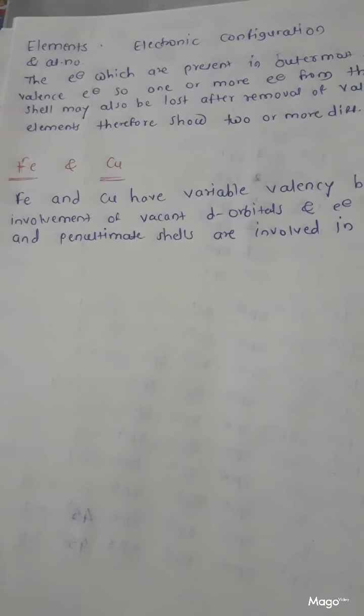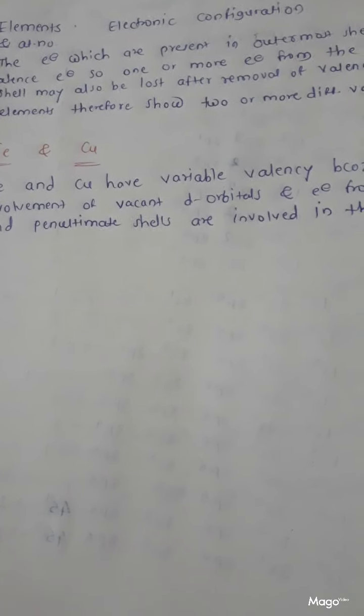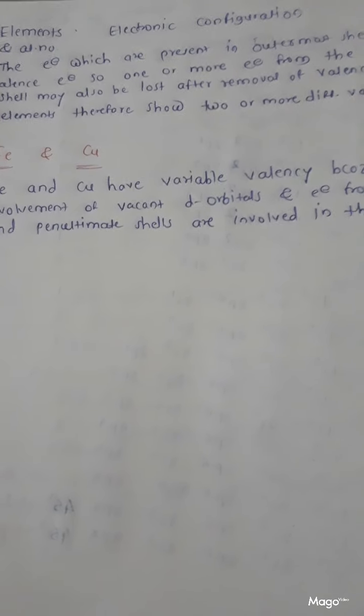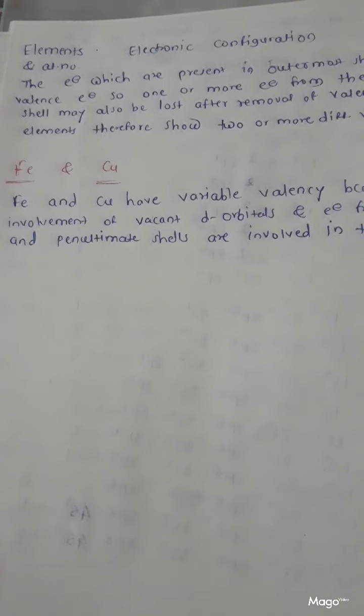Okay, so iron and copper show 2 valencies. Iron has valency 2 and 3, ferrous and ferric, and copper also shows valencies 1 and 2. When we are talking about copper sulfate, cuprous means 1 plus and cupric means 2 plus. So they show variable valencies. What is meant by variable valency?